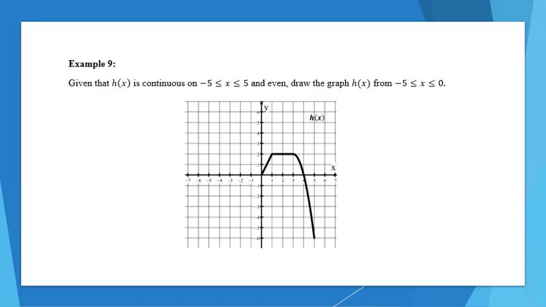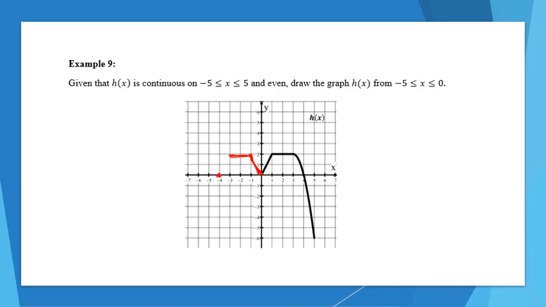Example number 9, given that this function is continuous, draw the rest of the graph from -5 to 0. So here you want to plot some points. We know that this is going to just be symmetric along the y-axis. So you go over 1 to the left and up 2. Here then you have 2 units just straight. And then you have a curve.